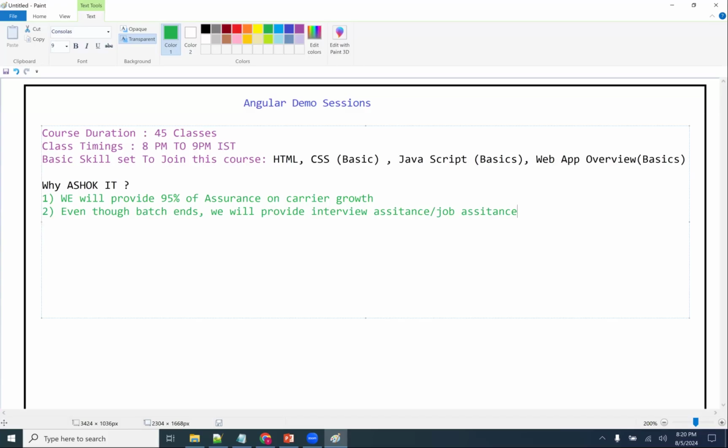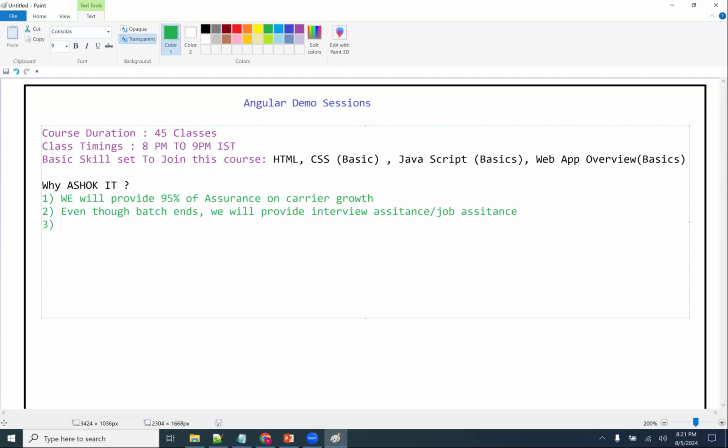So at Ashok IT especially, we are giving assurance. Even though the batch ends, we will provide our support for your career growth and job level. Even though the batch ends, we'll provide our assistance from both the assistance and job point of view and everything.